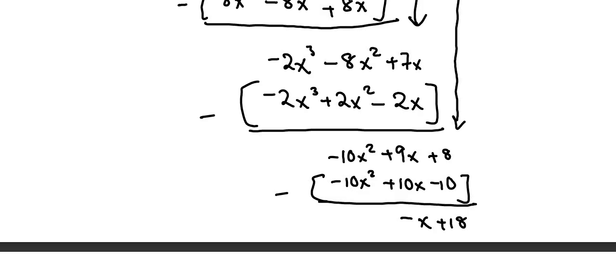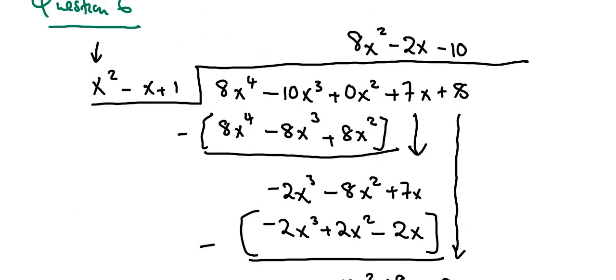We cannot divide x squared into x because this is small, right? So already here you are seeing that the remainder is equal to negative x plus 18. Then the quotient is the guy on top. This whole thing here is simply your quotient. So that's how we go about whenever we're dealing with long division questions.